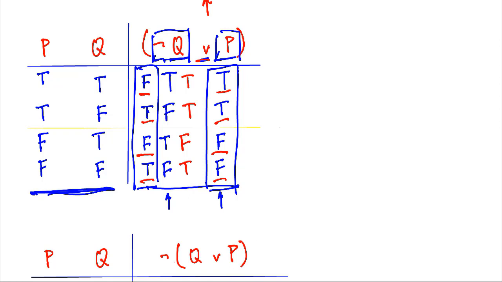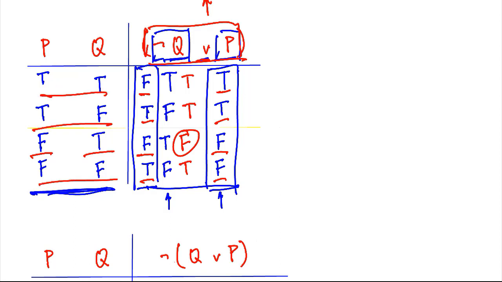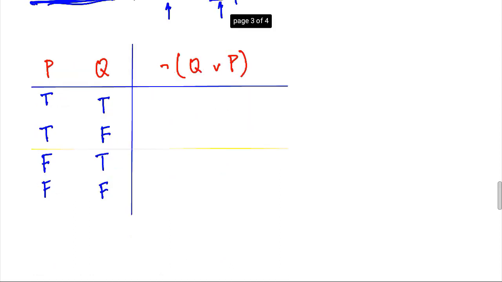Okay, so for this sentence, for this whole thing, we've figured out that it's false when P is false and Q is true. That makes the sentence false. Otherwise, all of these other scenarios make it true. Next, we have this.